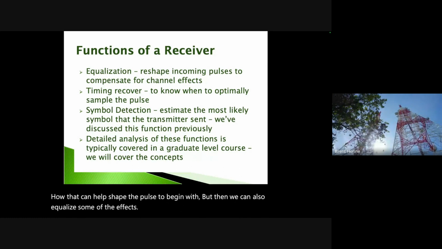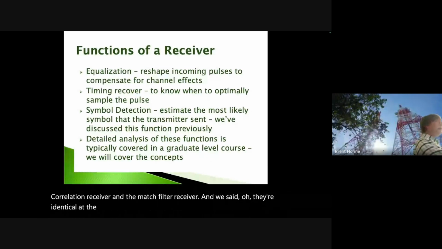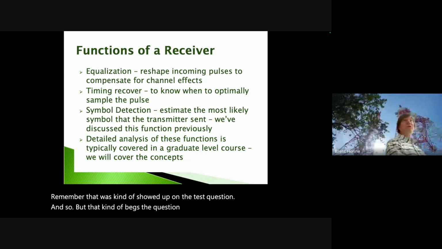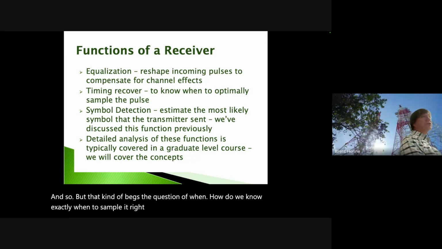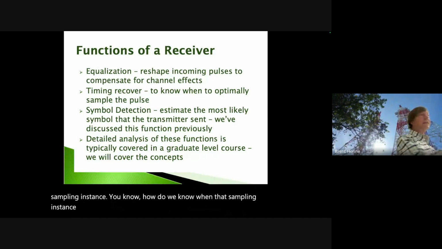We also talked about how, when we compared the correlation receiver and the matched filter receiver, we said they're identical at the sampling instant, right? And they're different in between. Remember that showed up on the test question. But that begs the question of how do we know exactly when to sample it, right? So if the results are the same at that sampling instance, how do we know when that sampling instance is at the receiver, right?